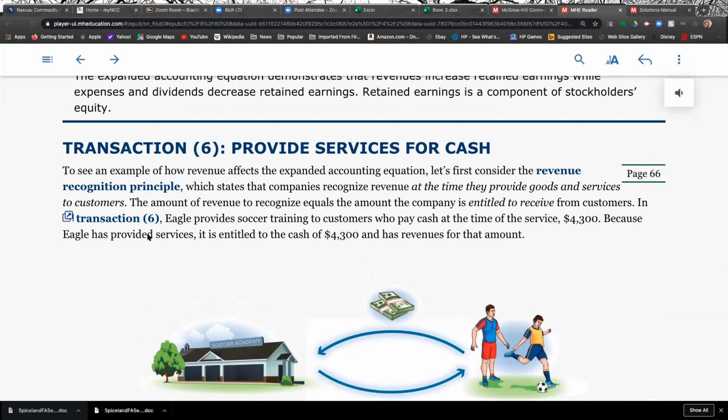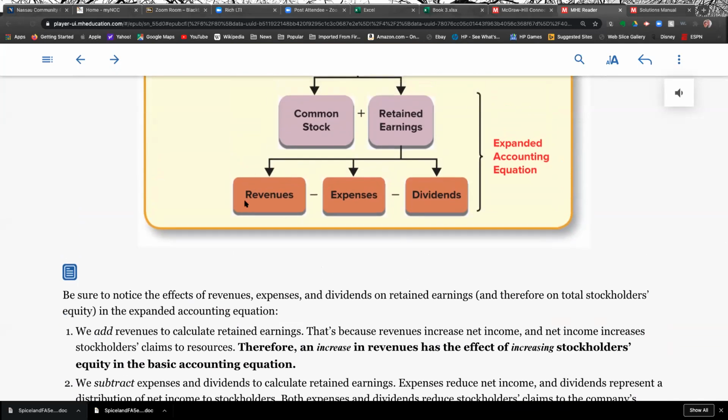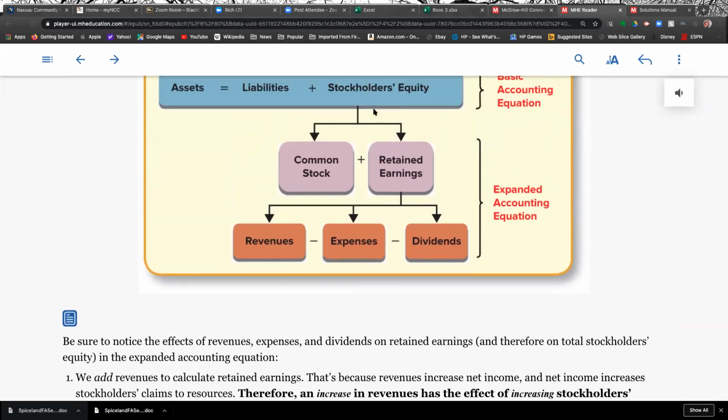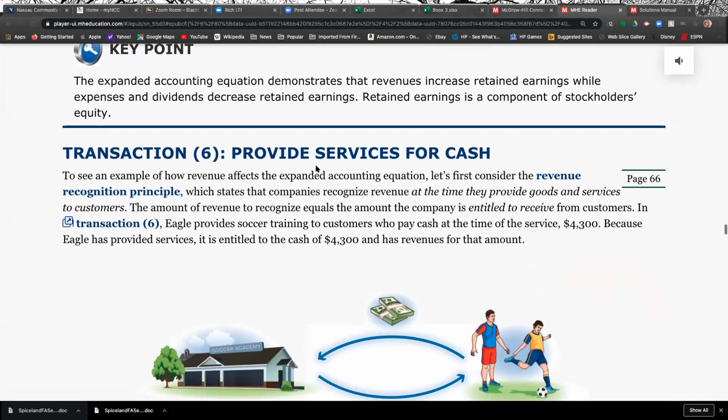Provide services for cash. Whenever you see those two words together, provide services, what does that mean? It means revenue. And revenue goes on the right-hand side of the equation, under stockholders' equity. In this particular case, it said provide services for cash.